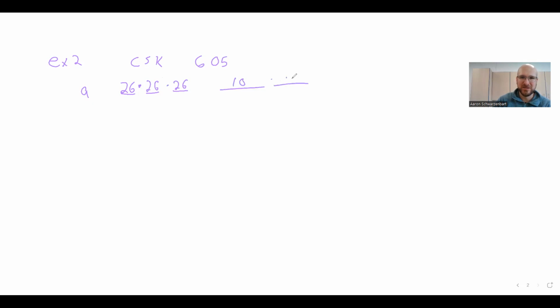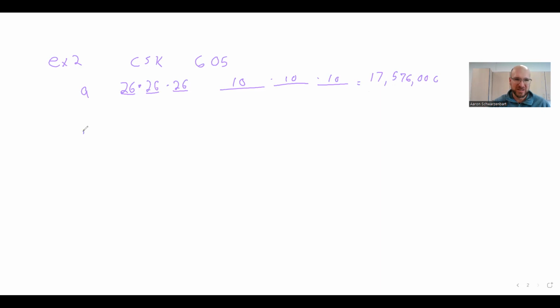Meaning I could theoretically use all 10 digits here too. I could have 0, 0, 0. So I multiply those all together and I get 576,000 different license plates I can make.